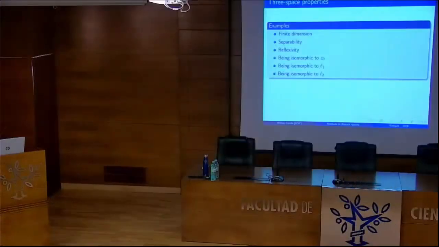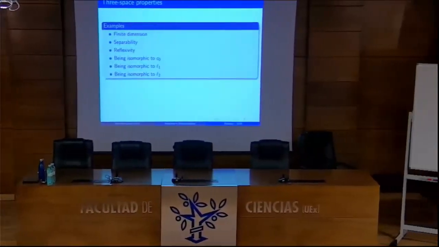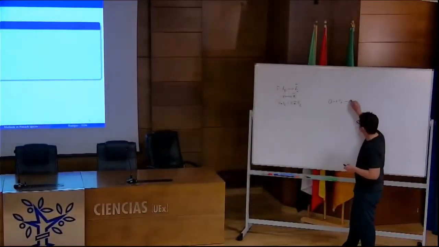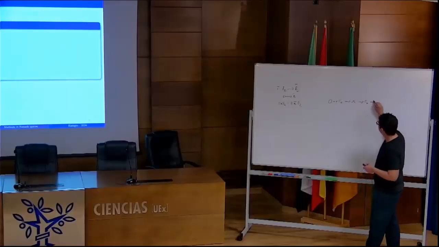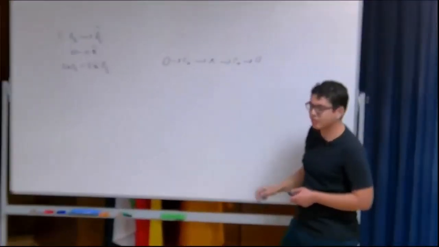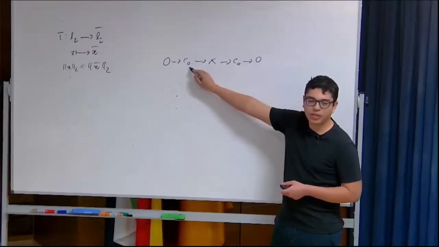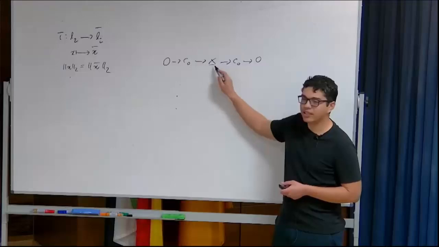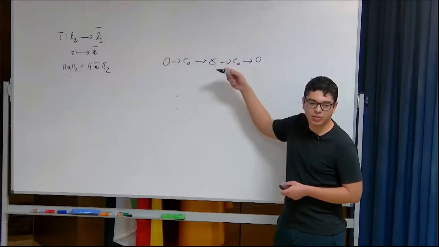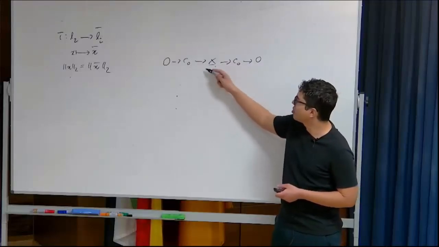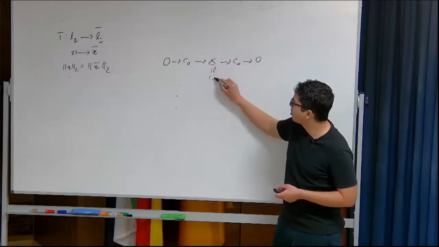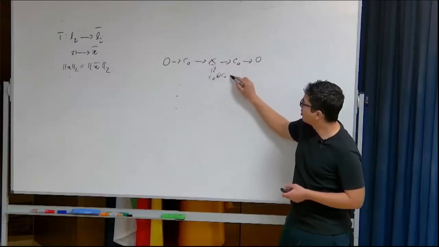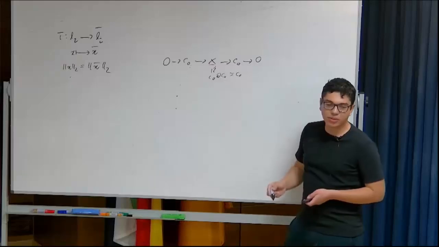Why? Imagine you have this configuration. C0 is separable, C0 is separable. The middle space must be separable. C0 is complemented in any separable space where it is a subspace. So X must be isomorphic to the direct sum. It's again C0.